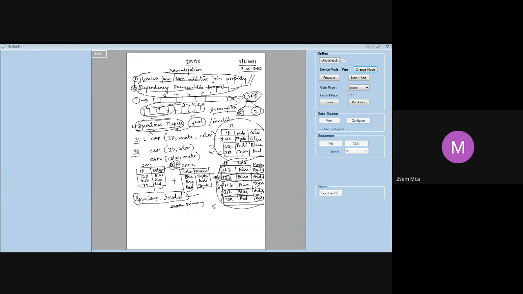Any questions so far? Any doubts? Spurious tuples, clear? No doubts, ma'am. Yeah. Others, spurious tuples, it is clear.